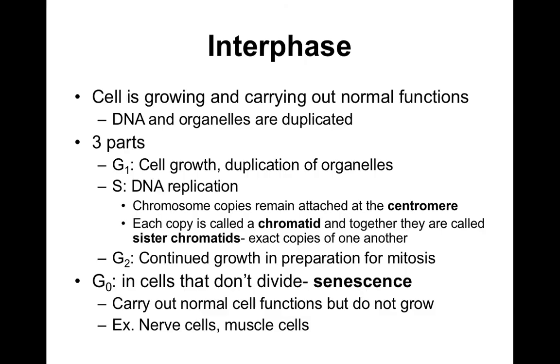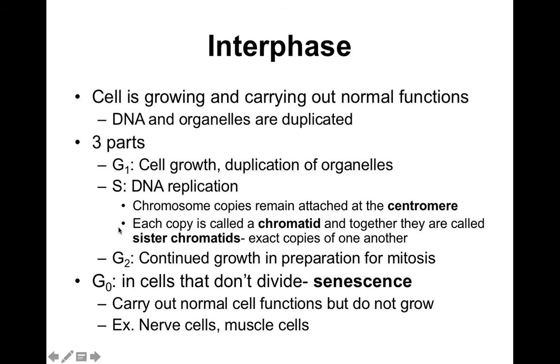So what happens in interphase? There's 3 basic parts. There's G1, where the cell grows and duplicates the organelles. So the organelles duplicate first, and then S, the S phase stands for synthesis, where DNA is then synthesized. Now the 2 chromosomes that are copied remain attached at what we call a centromere. And once they are condensed, they are called chromatids, sister chromatids. And they're not condensed until into mitosis.